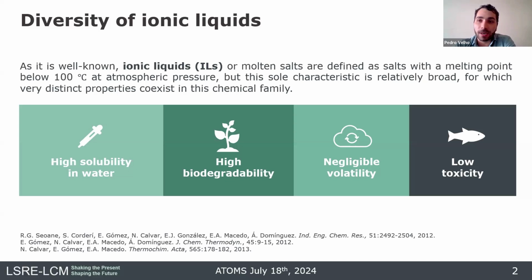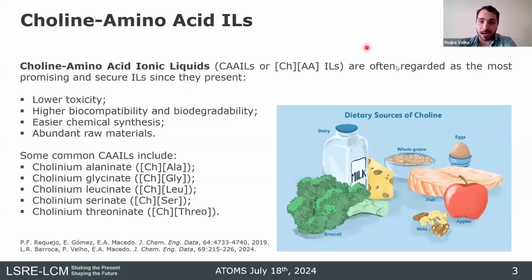So when we are looking for a green ionic liquid, we want it to have a high solubility in water, to be highly biodegradable, to present negligible volatility, and to have a low toxicity. And in fact, some years ago, when everyone was starting to study ionic liquids, they were touted as revolutionary. Everyone thought that they were going to change the world. And some years later, actually, they didn't, just because some of them, or a huge fraction of them, is not that green.